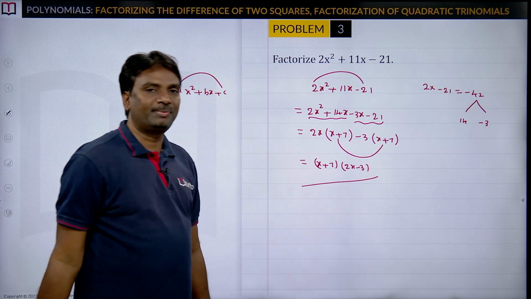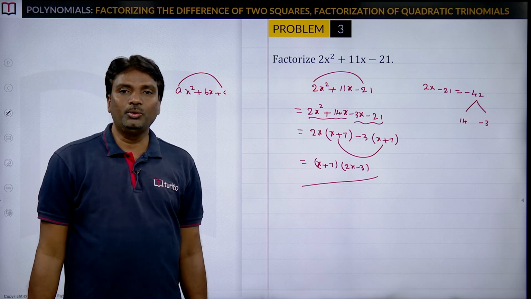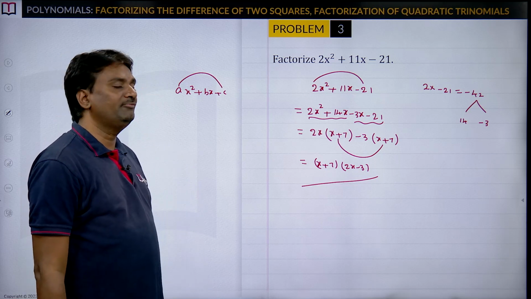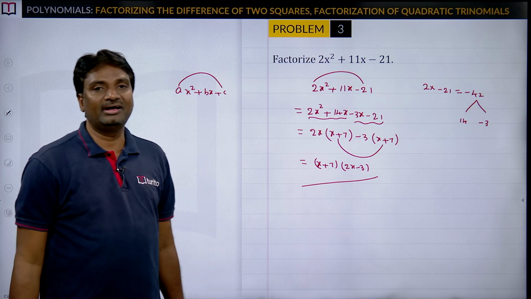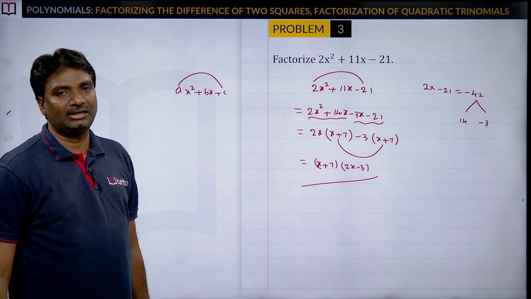So, we have expressed the given polynomial 2x square plus 11x minus 21 as the product of two polynomials, x plus 7 and 2x minus 3.